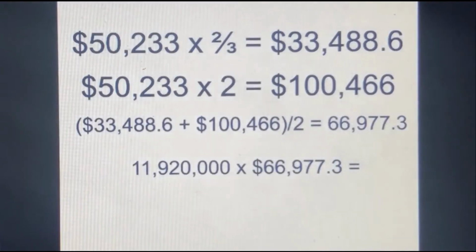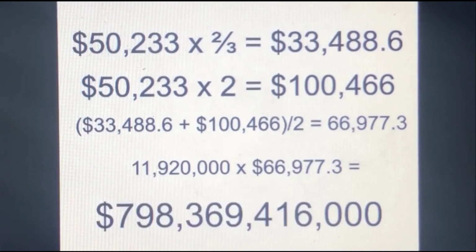So now that we have the average annual income per bee, we just have to multiply that by the population of Central Park, or everyone who takes part in the bee economy. So 11,920,000 times 66,977.3 will equal us 798,369,416,000, and that is the nominal GDP of the bee economy.